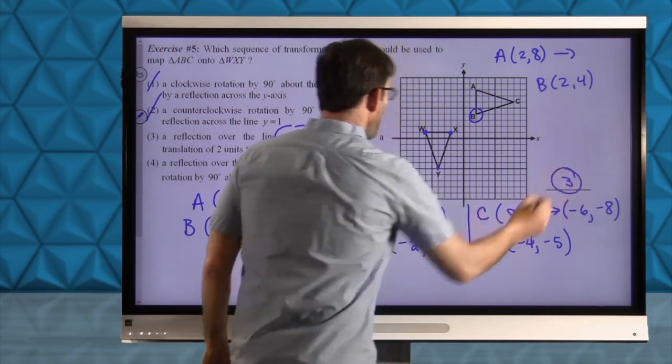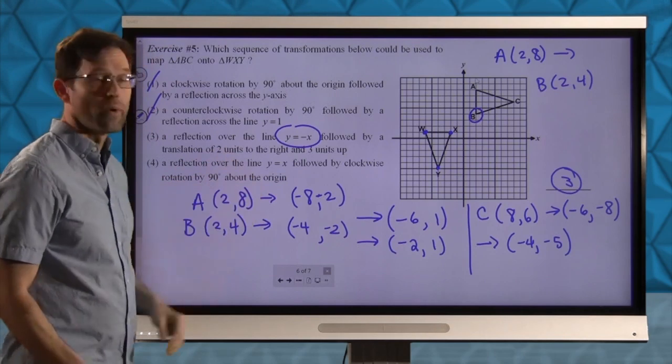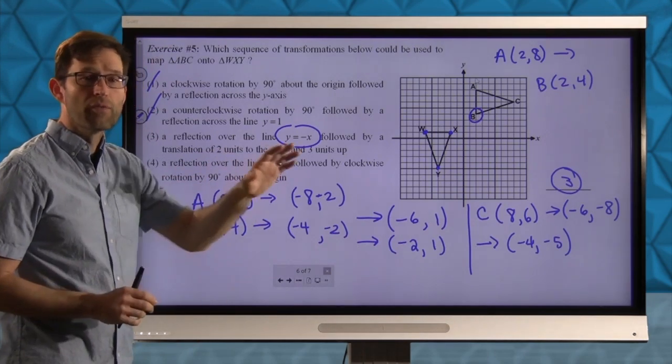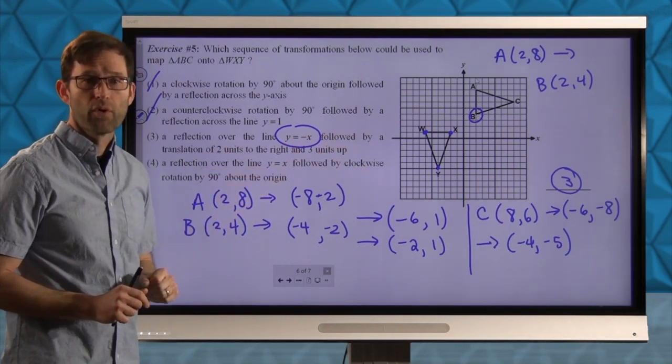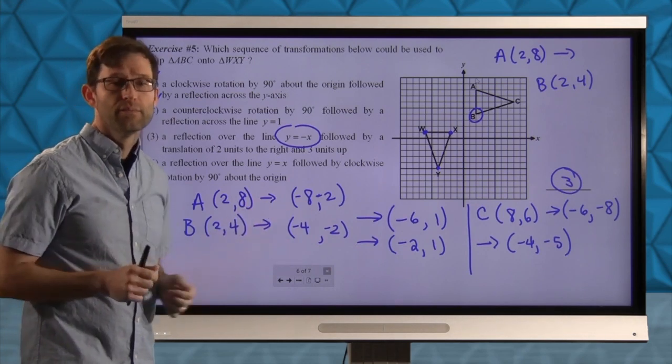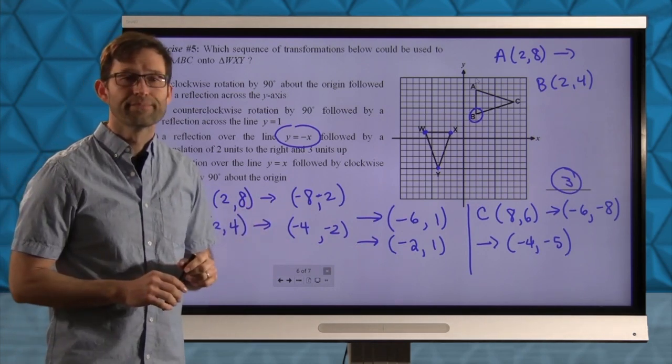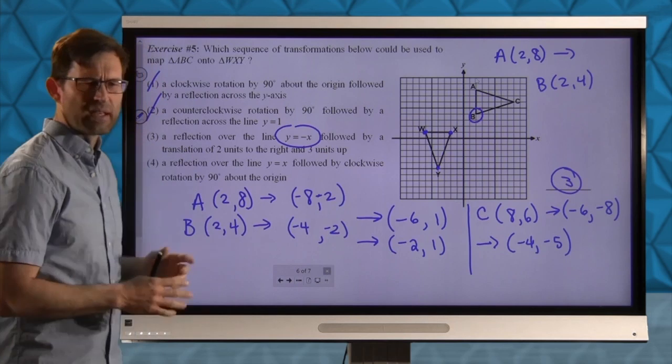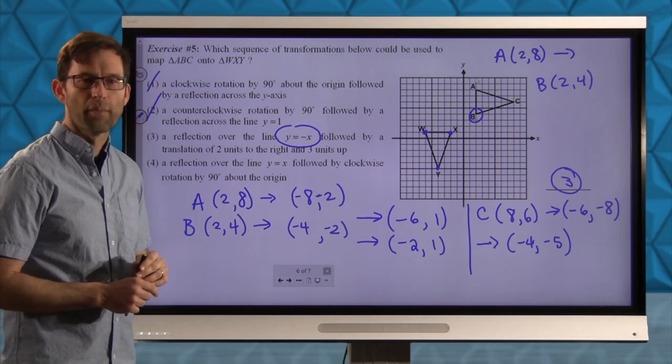What we would find is if we went through choice 4, again, it would fail to map letter A to any one of the 3 vertices, so we would know we were right. All right, let me step out of the way, have you think about this for a moment, then we'll wrap it up.